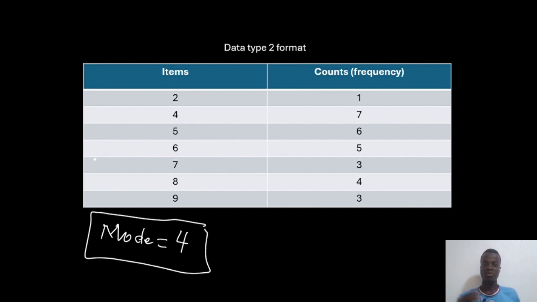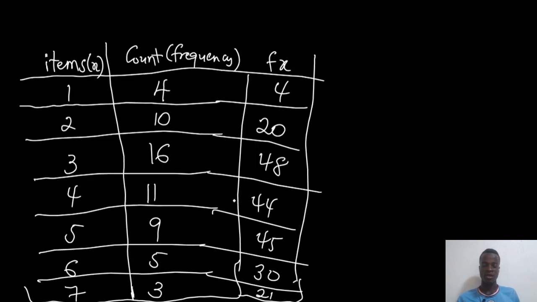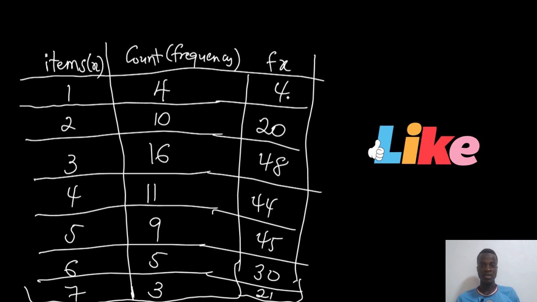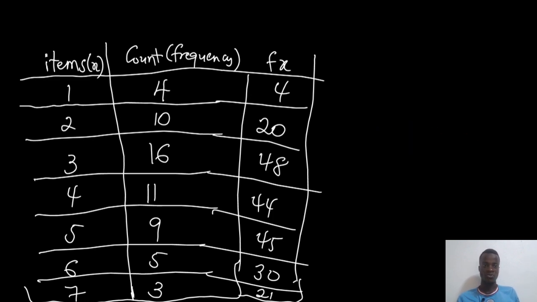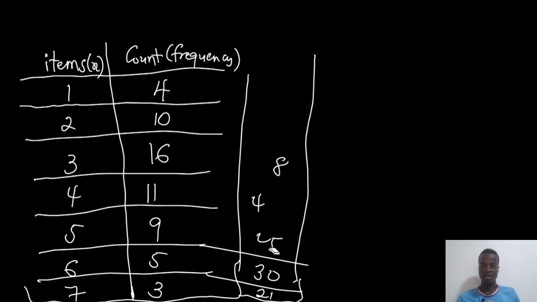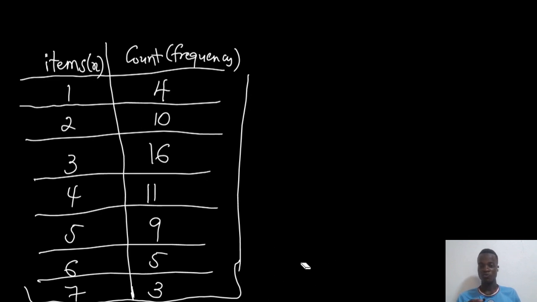Let's look at the second example that we're using so far for data type 2 format. The second example is this one. We don't need this f of x. We saw it in the previous session, right? So we are not looking at the f of x this time. Let me clean that for you so you don't get confused. F of x was for finding the mean in the previous video. Now for this one, we are just looking for the count or the frequency, right? The greatest frequency, or the item with the greatest count. So we are just looking for the mode.